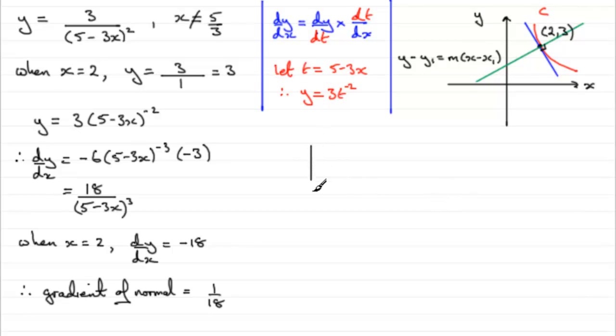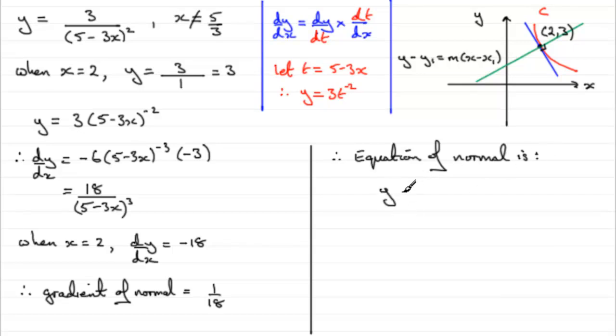So therefore we can just come down here, tell the reader what we're doing by just saying therefore equation of the normal is. Do try and avoid writing an equals there, as I've said many times in the past. Equation of normal is, and then it's going to be y minus y1, which is the 3, equals m, the gradient of the normal, which is 1/18, multiplied by x minus x1, so that's x minus the 2.